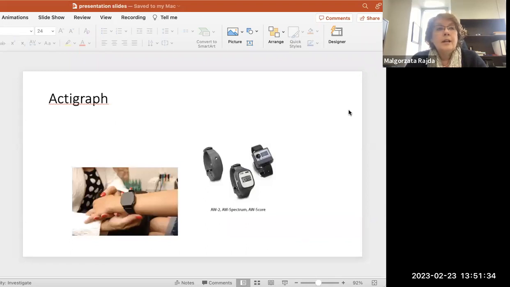An actigraph is another type of sleep diagnostic technology. You will see what it looks like. It's like a big smartwatch, and it simply measures movement. Some of the devices also have a light sensor built in that allows us to determine the amount of ambient light in the patient's environment. But basically, it tells us whether the person is moving or not moving. And then that helps us to understand, or we infer from that, whether they are asleep or not. But it's an indirect measure of sleep and wakefulness.